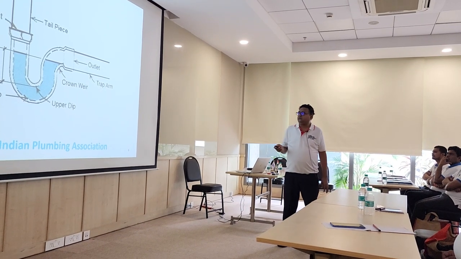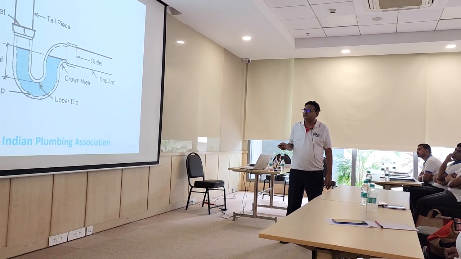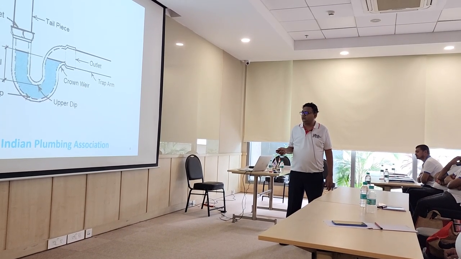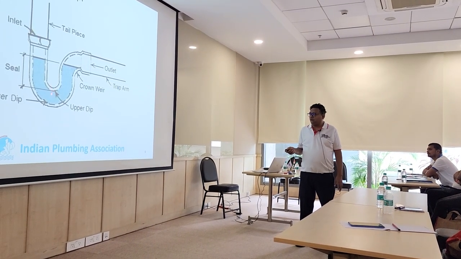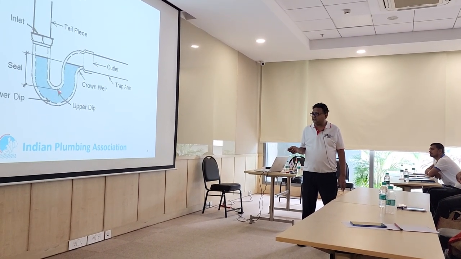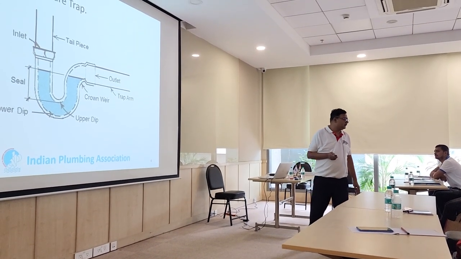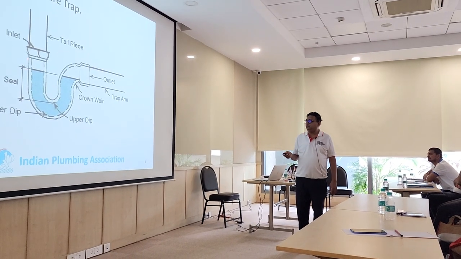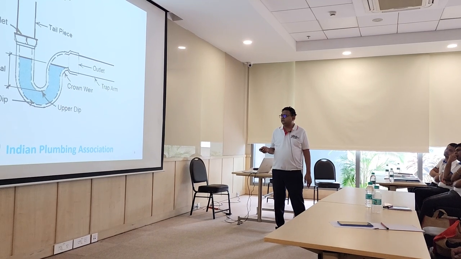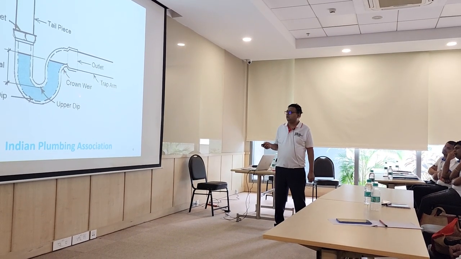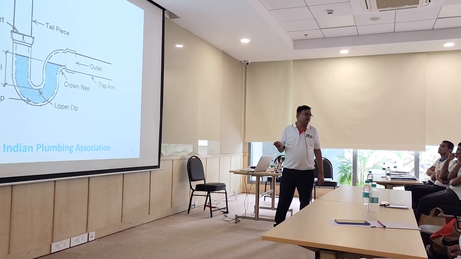Parts of the fixture trap. This is the inlet, this is the outlet. This is the trap seal. This is not the trap seal, not up to the bottom. Please make a note of this, because if you have the water below here, less than this level, what will happen? The flue gases can come inside. Okay? So the trap seal is up to this much level only. So this is the upper tip, lower tip, crown, trap arm, tail piece of the fixture.